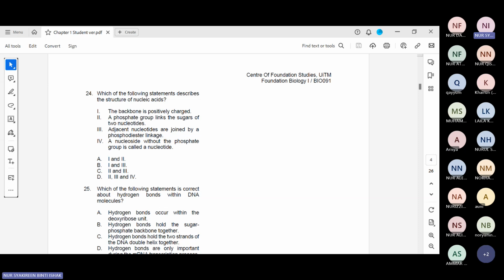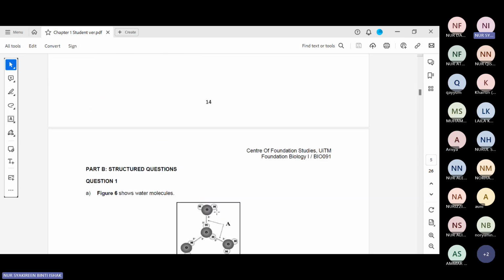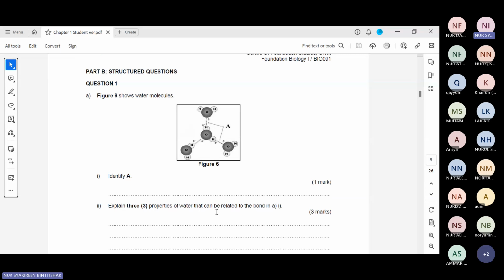Okay, so moving on to the next part, part B. Question A shows you the interactions between water molecules. So obviously, water molecules will be attracted to each other through hydrogen bonds. So the answer for A is hydrogen bonds.